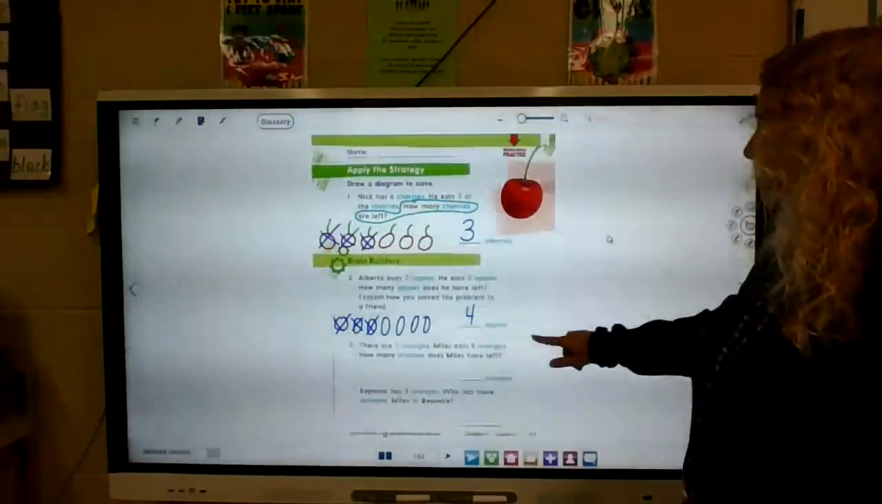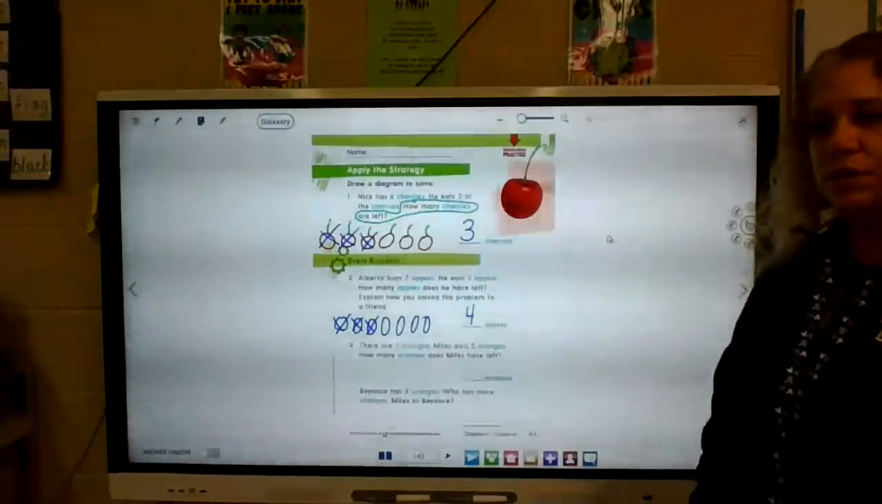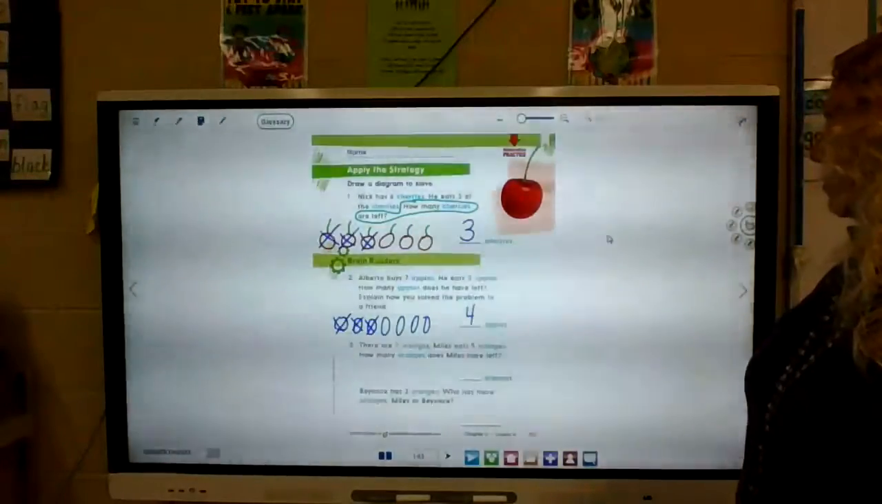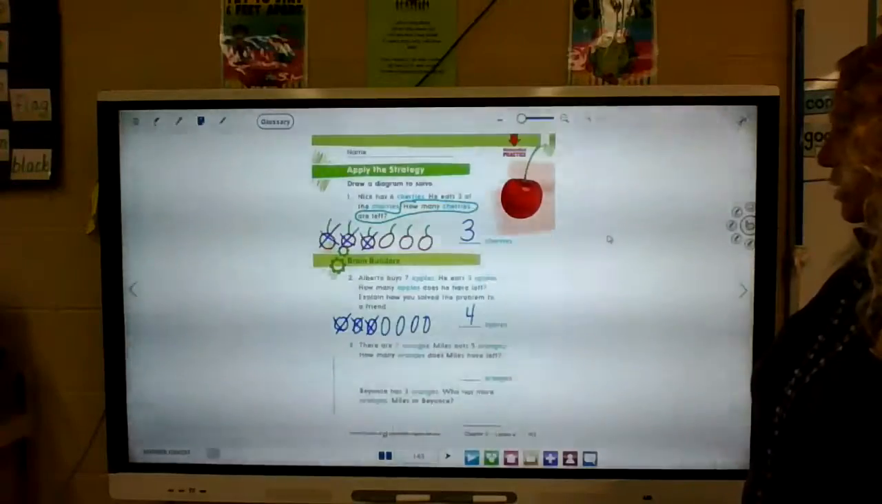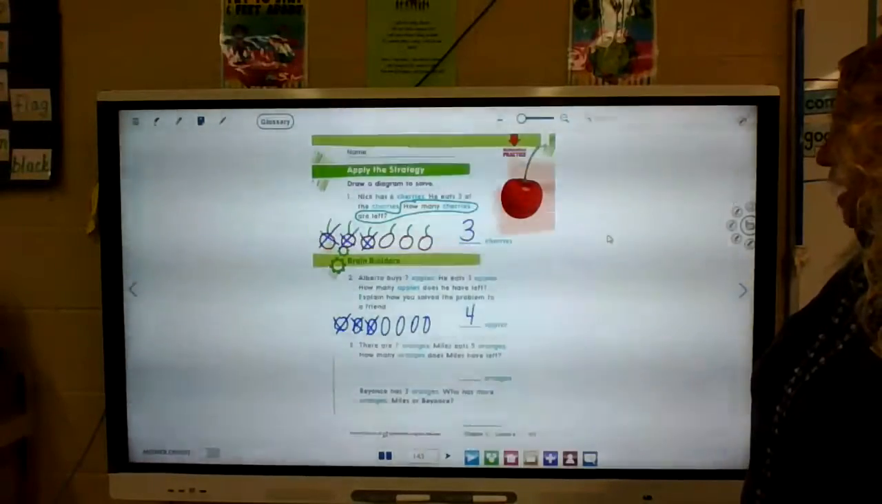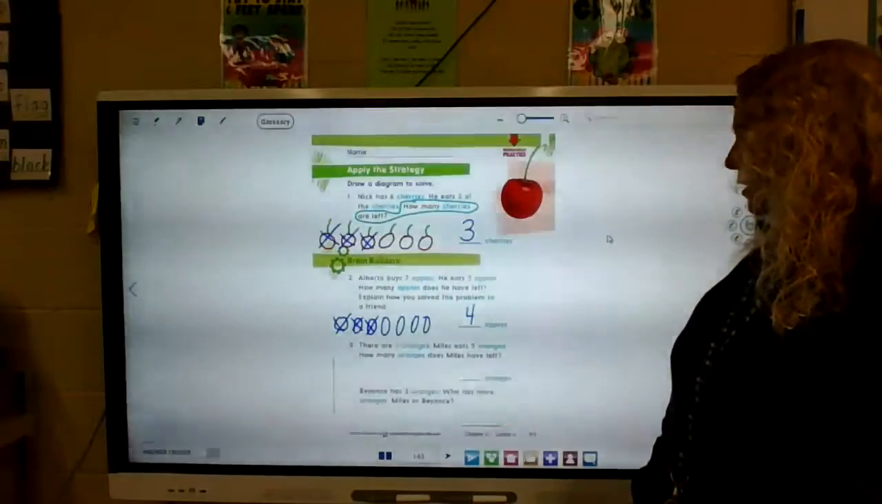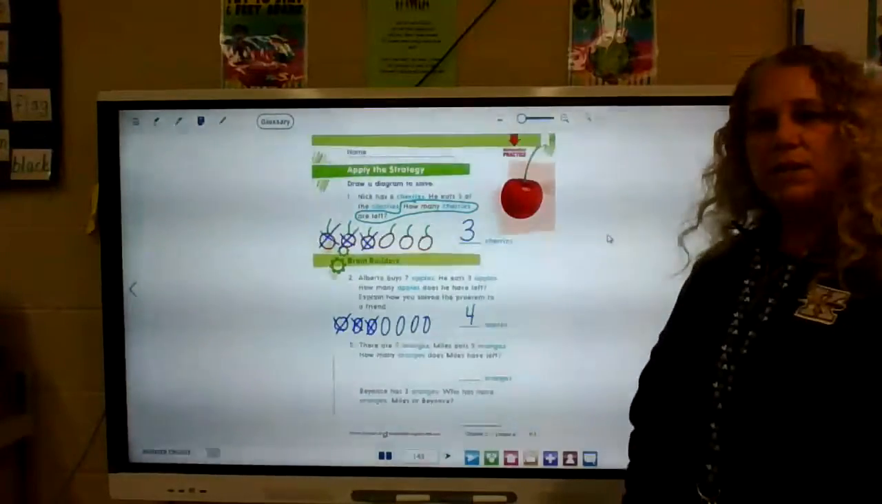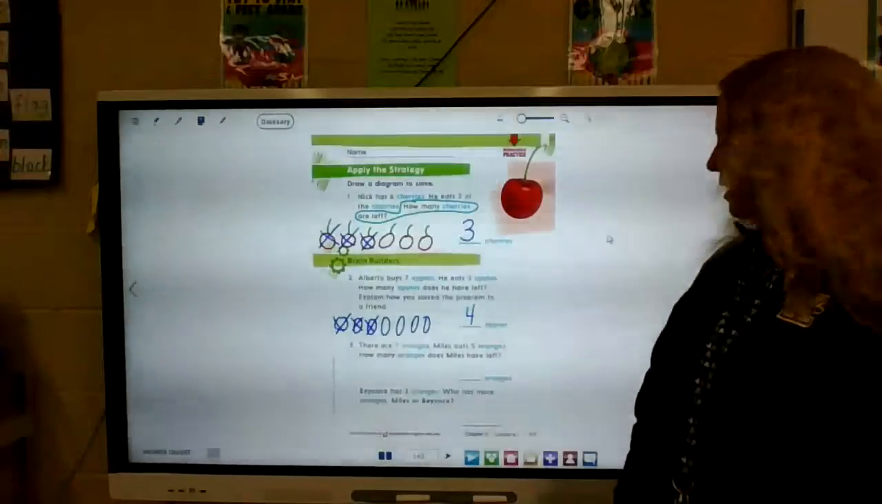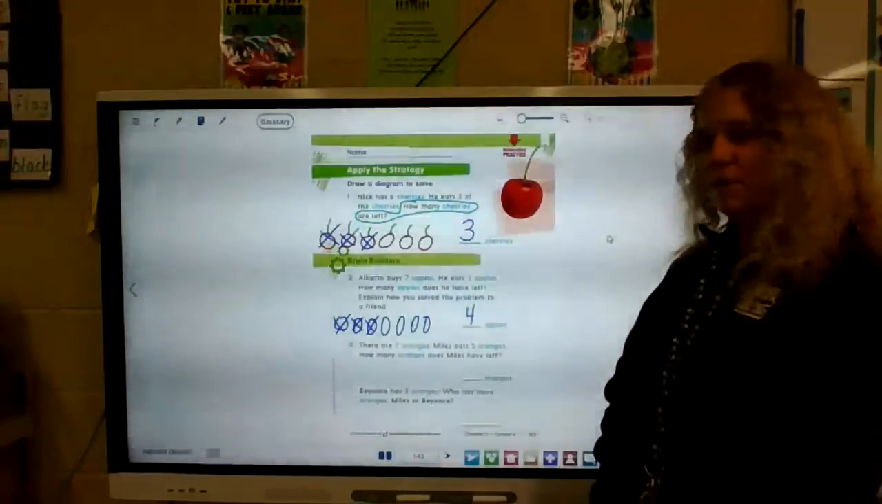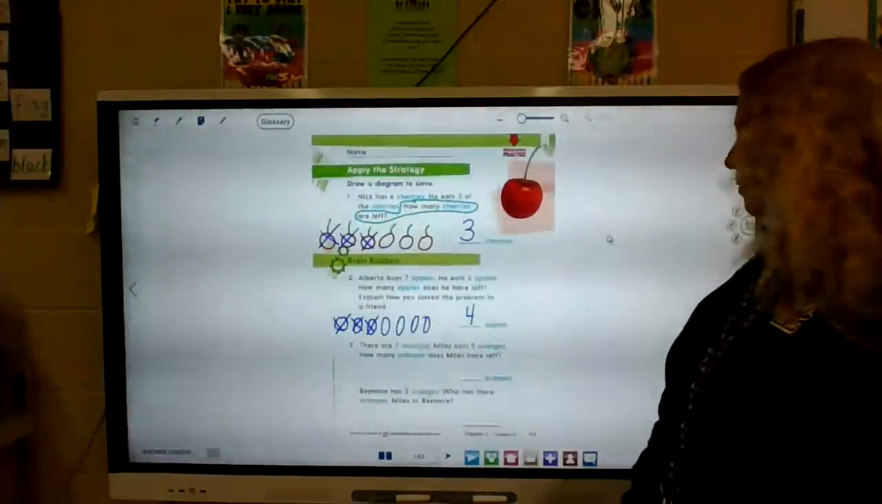All right, at the bottom here, there are 2 questions to this, okay? So the first one says, there are 7 oranges. Miles eats 5 oranges. How many oranges does Miles have left? So draw your 7 and then cross off 5. He ate 5. How many are left? Pause me and do it.